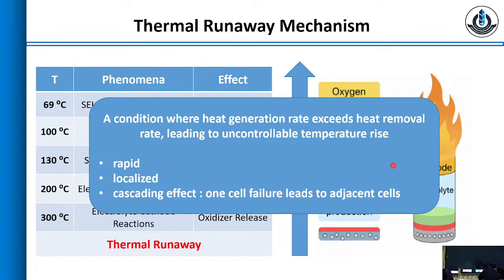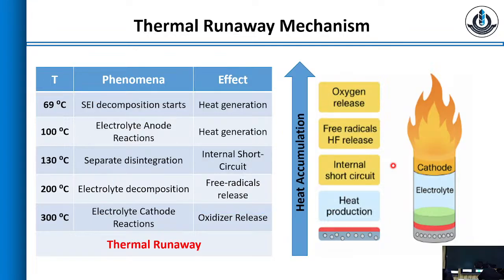So basically a condition where your heat generation rate exceeds the heat removal rate will lead to an uncontrollable temperature rise, ultimately leading to battery fires. Now these are happening at a very fast rate, rapid and localized, because it happens within a cell. All of these processes are happening inside the cell, so it is very localized. You cannot see it outside.